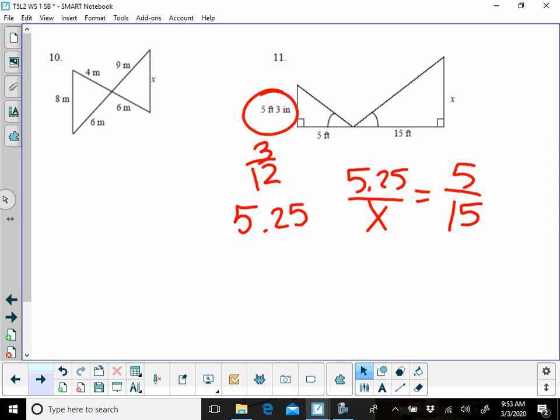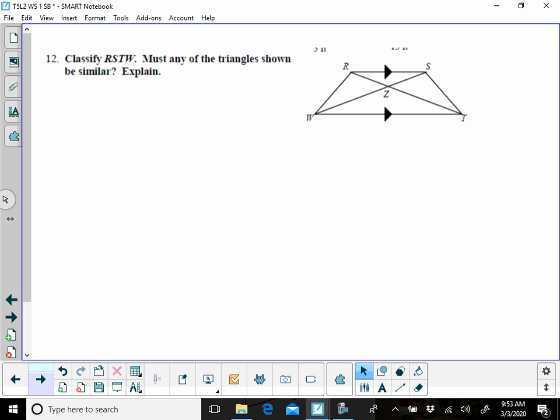I'm going to jump down to number 12. They want you to classify RSTW, and must any of the triangles be shown? And they want you to explain the type of figure that RSTW is. Anybody know what figure RSTW is? It's a trapezoid.